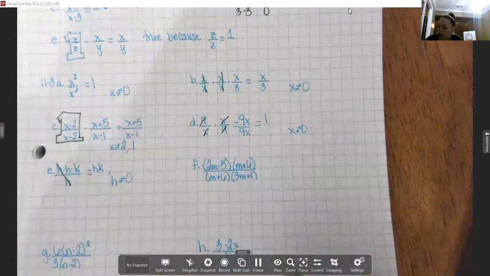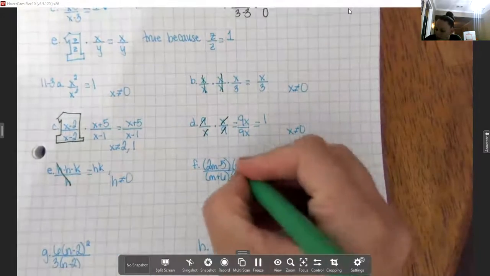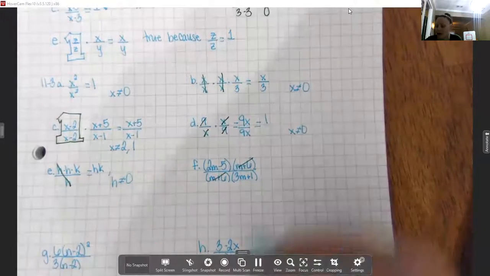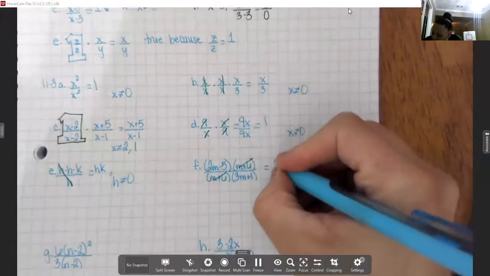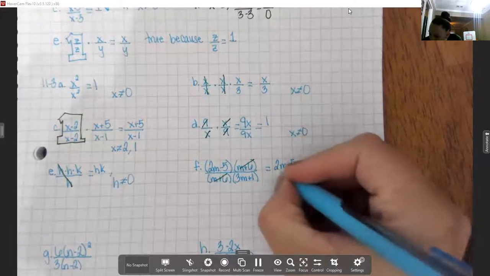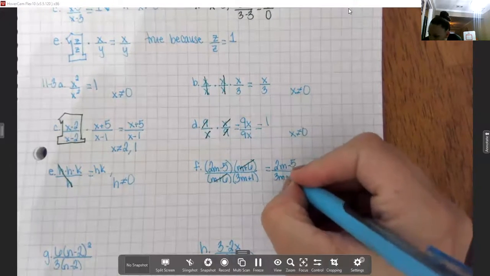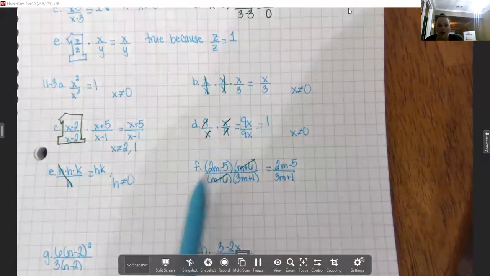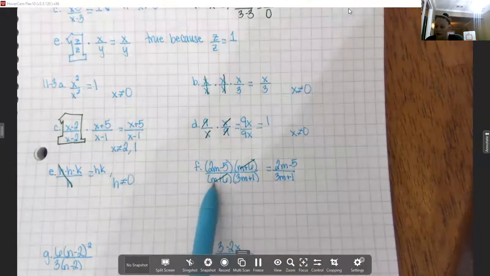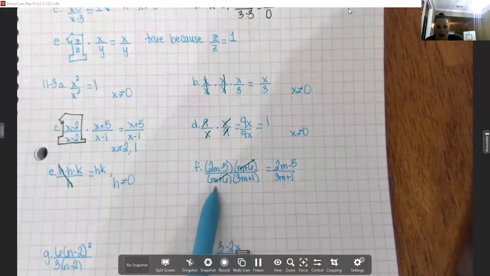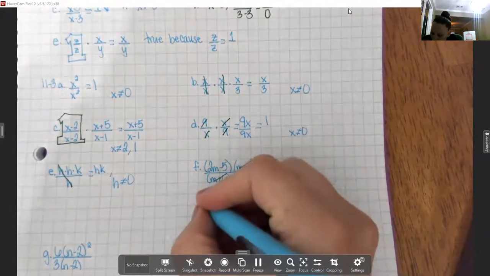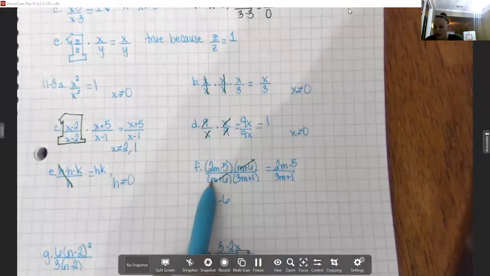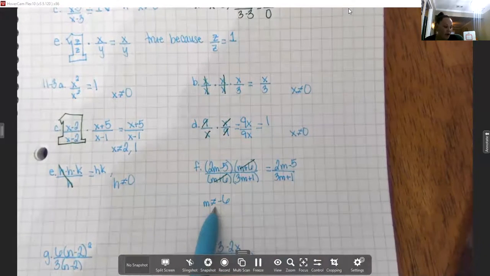F, same idea. The m plus 6 in our numerator and the m plus 6 in our denominator cancel out. So this is equal to 2m minus 5 divided by 3m plus 1, as long as... and then our excluded values, we have to figure out what makes our denominator 0. So this part, m plus 6, we know m can't be -6, because if I plug it in here, I get -6 plus 6 is 0.